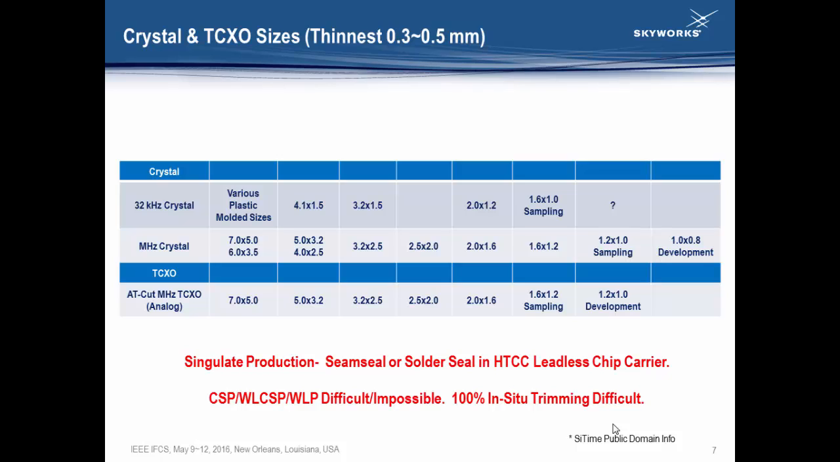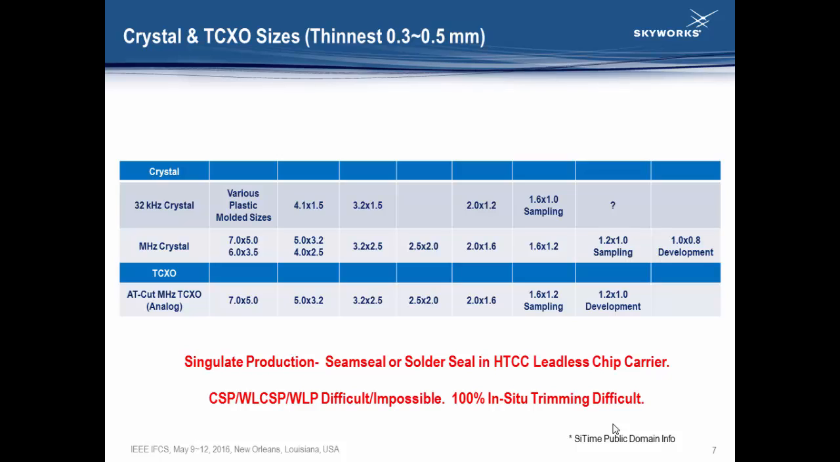This is very small. And the Megas crystal, you can see is now down to 1.6 by 1.2 being shipped in volume, and the 1.2 by 1 is being sampled. Now, people are talking about 1.0 by 0.8. I don't know how they're going to do it. It's so small. And the TCXO, I showed you the 2 by 1.6 one just now, and now the sample is 1.6 by 1.2. People are talking about 1.2 by 1.0.